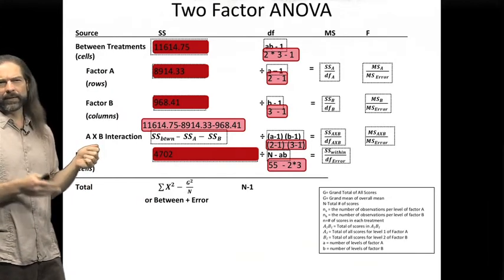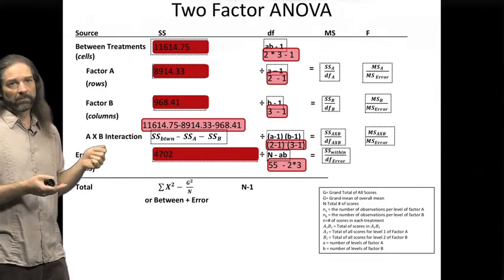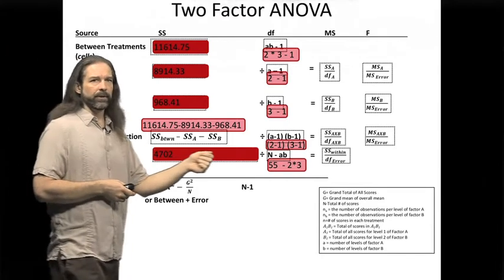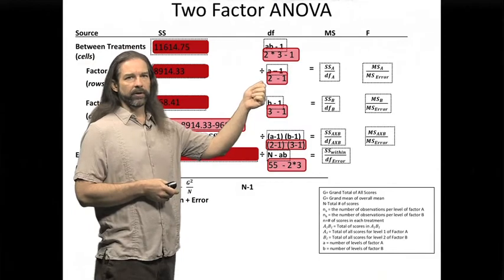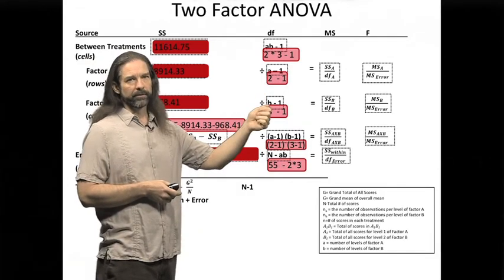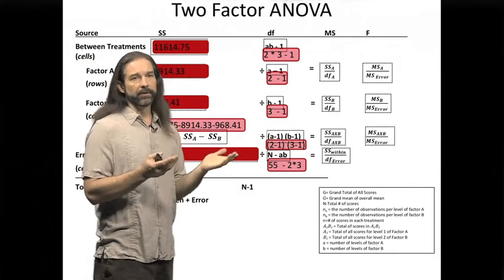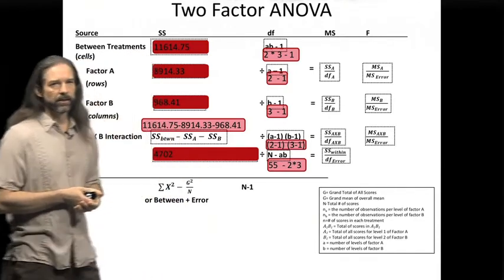Then finally, to get to the interaction, look here: A by B interaction. Remember, X is sometimes used for multiplication. So to get my degrees of freedom for the interaction, simply multiply the degrees of freedom for A times the degrees of freedom for B. That's going to give you your degrees of freedom for your interaction, or in this case, 2.